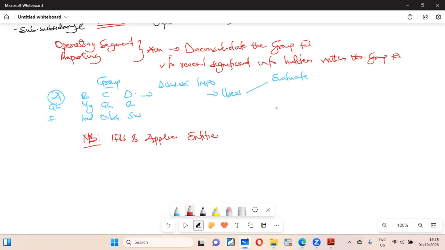What do I mean by that? Entities which trade their equity instruments, i.e. their shares, in the general public, in the public market. In Ghana, it is SEC, right? So we are talking about public entities. So IFRS 8 only applies to what? Public entities. All right, so take note of that.